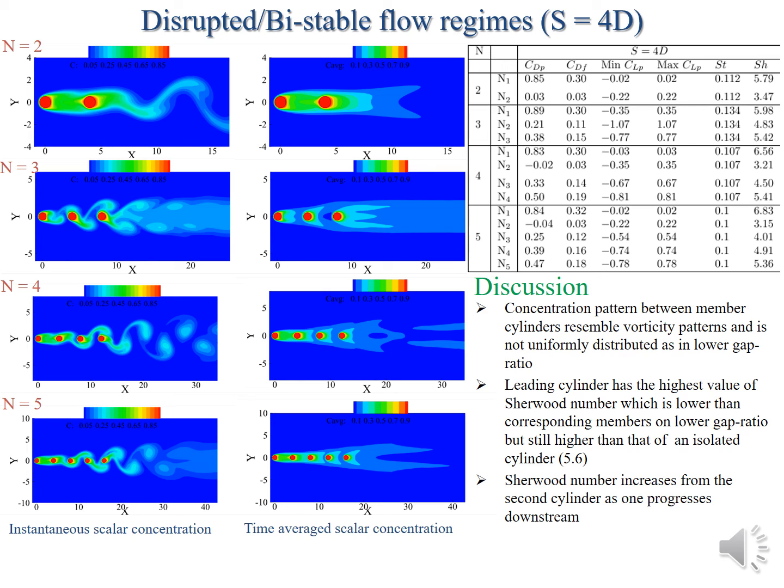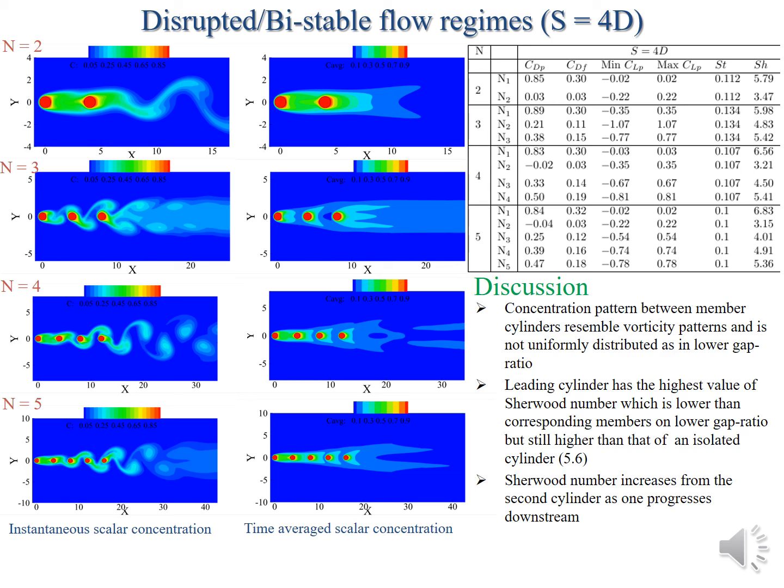A similar thing is observed for the mass transfer. We find that the mass transfer really follows the structure of the flow. And as you increase the number of cylinders, the mass transfer coefficients also increase, something that we didn't notice in the other flow regimes. So we find that for the leading cylinder, for 2 cylinders, we have about 5.79, and that increases as you increase the number of cylinders in the configuration.